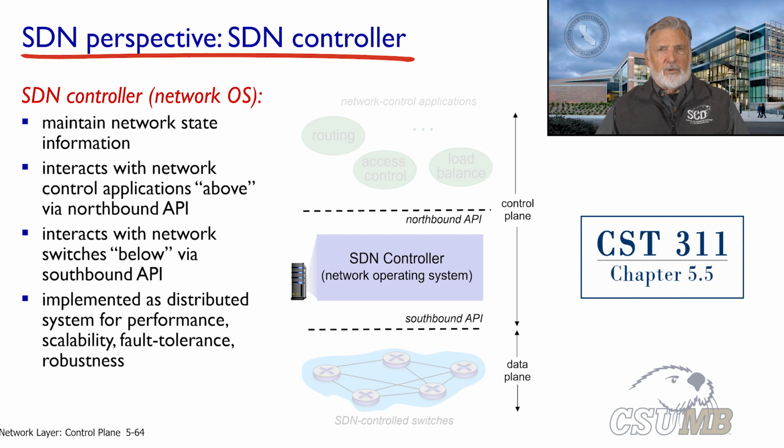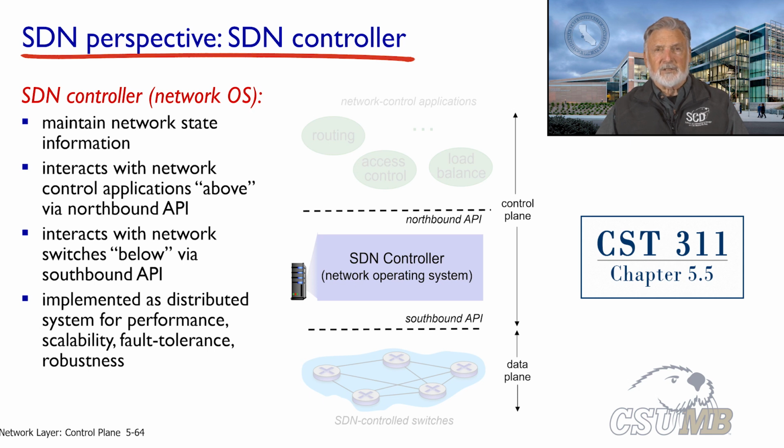The switch and the controller communicate via a specific protocol. OpenFlow is an example of this. The network operating system is the heart of the SDN controller. The controller must be aware of and manage the state of the network. The controller interacts with the network control applications via what is called the northbound API. The controller manages the data plane switches via the southbound API.